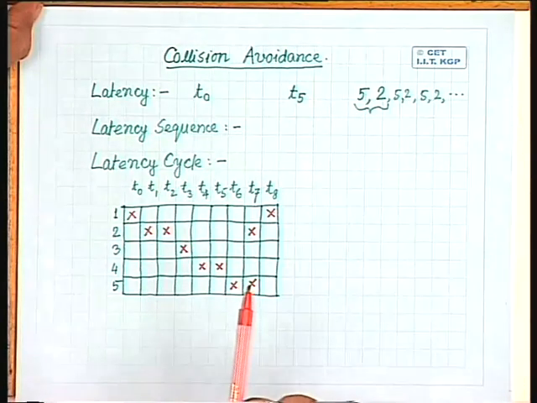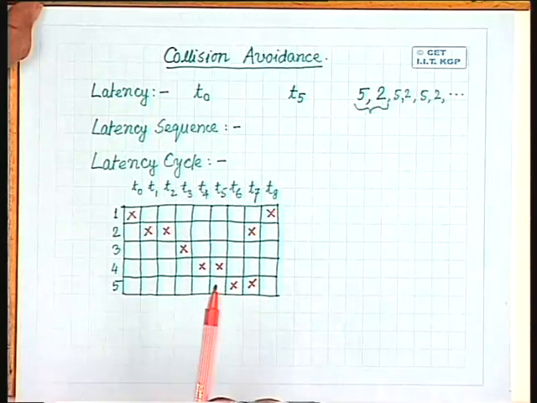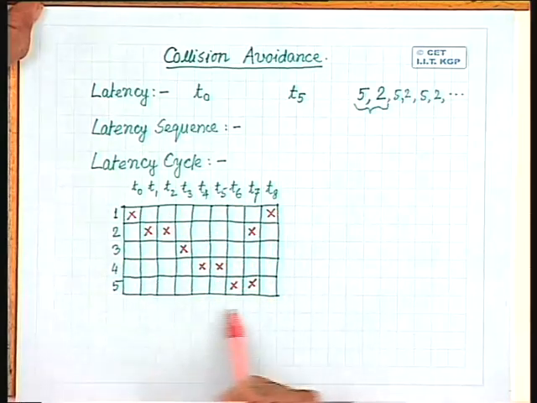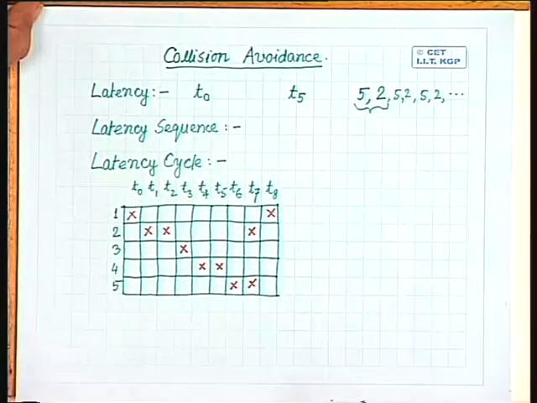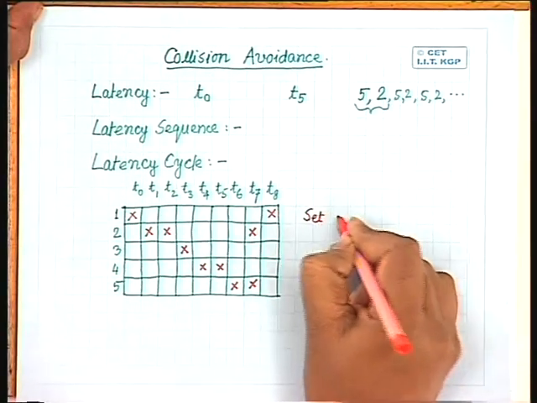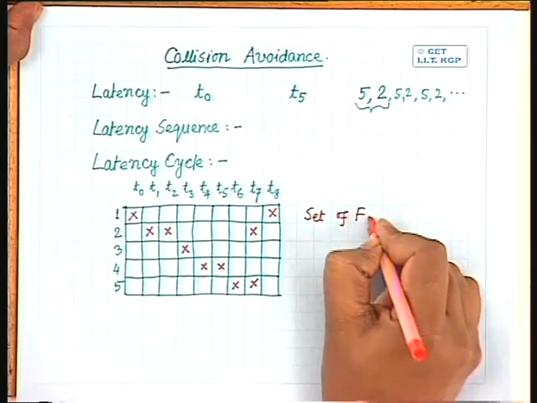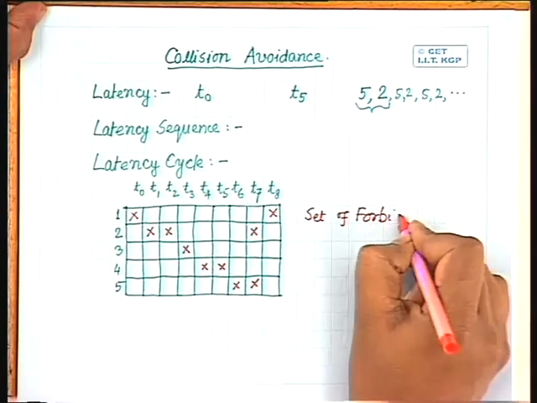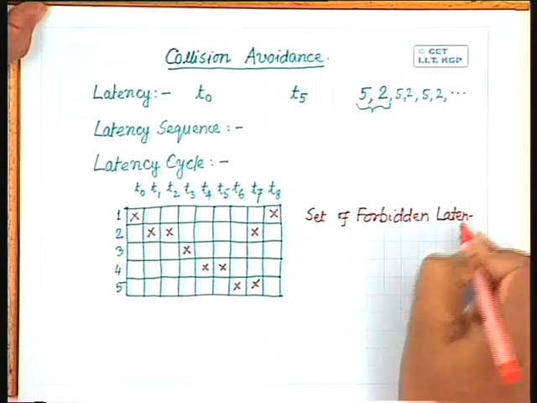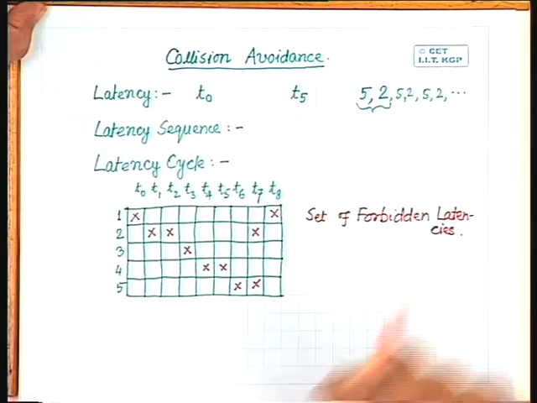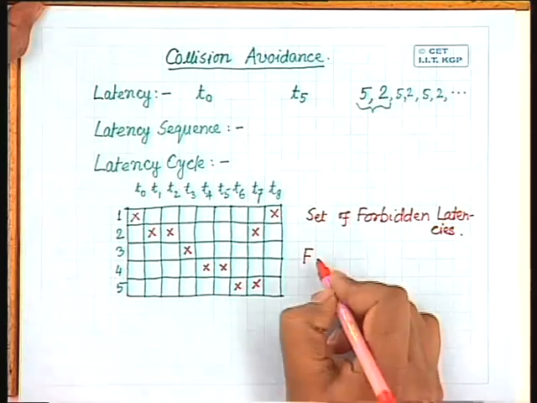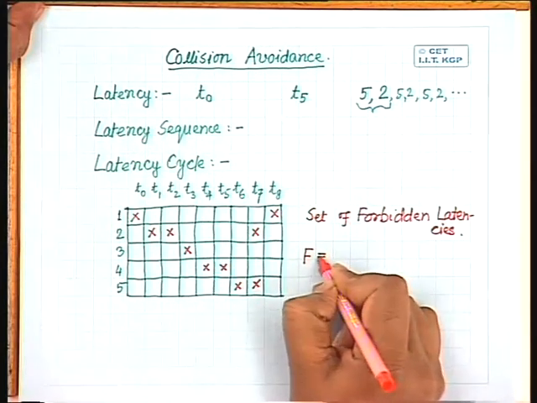I have to find out which latencies are not allowed. That means I have to find a set of forbidden latencies. I can find the set of forbidden latencies from this reservation table itself. That set I term as set F.